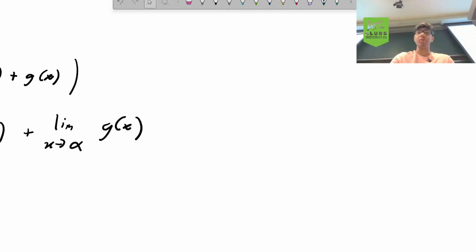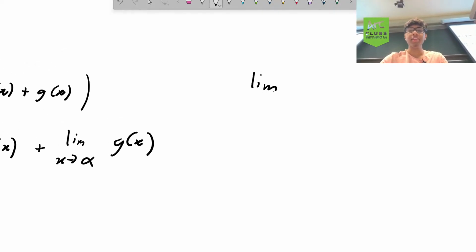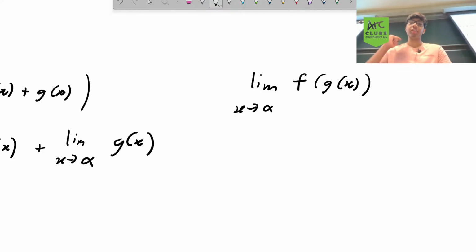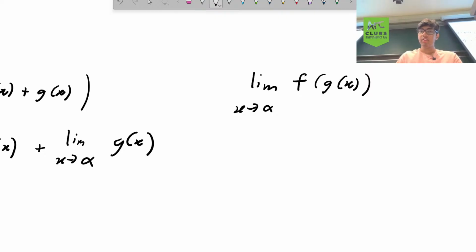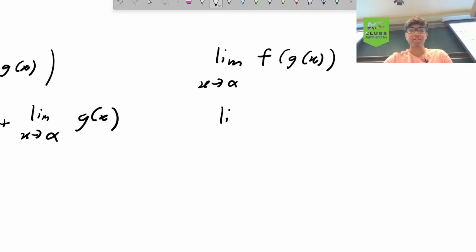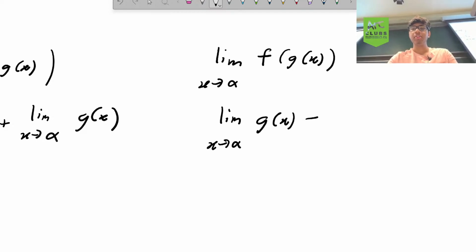Another really interesting one that will be used a little bit later is the limit, if I have x tends to alpha, of let's say f of g of x. So it is a composite function. Well, what can I do here? Let's assume that the limit of x tends to alpha of g of x only goes to some number L, right? We don't know what, let's just say it's some L.